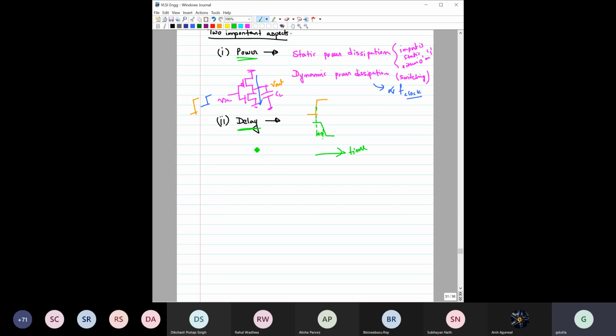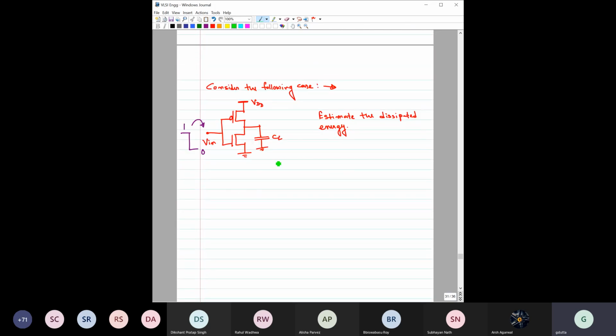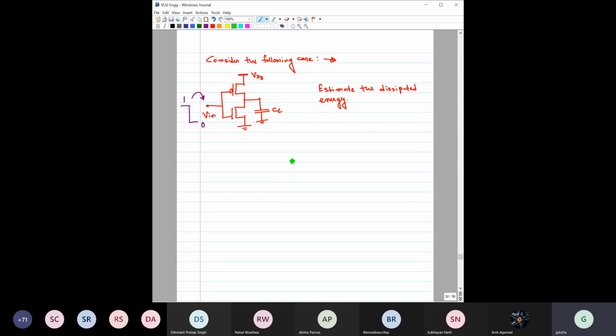For this delay, today only we are going to discuss it a little more. This is just a small introduction. From now onwards we are going to focus primarily on two things: one is power, and the second is delay. Now regarding power, let us consider a simple inverter with PMOS and NMOS, output, and the load CL, and this is the input, which is switching from 0 to 1, and from 1 to 0.